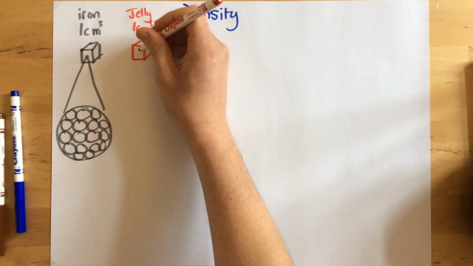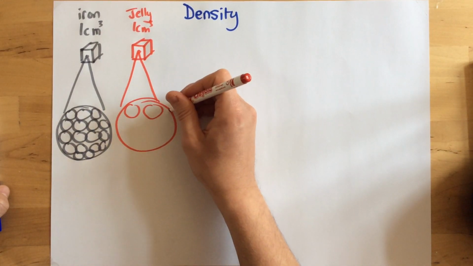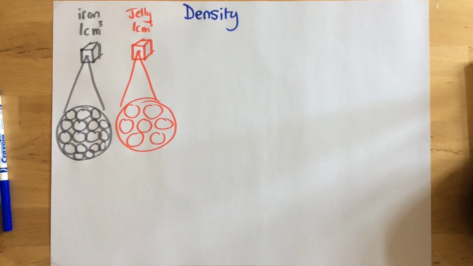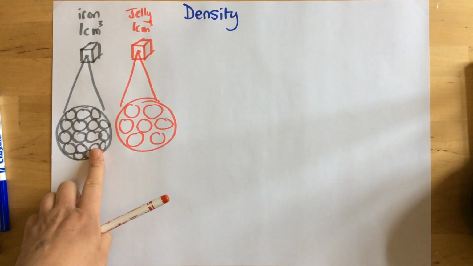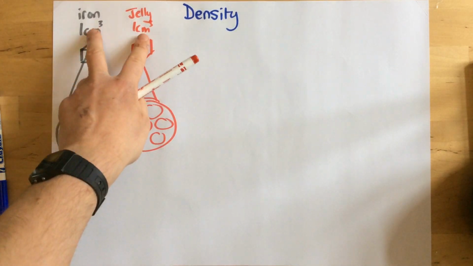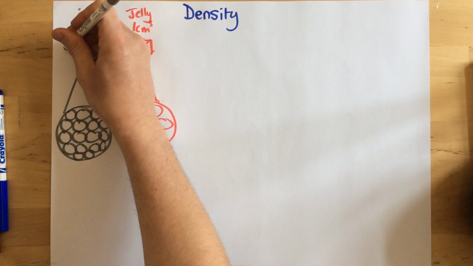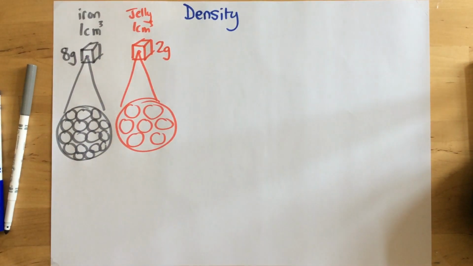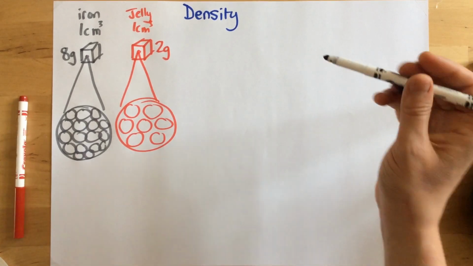If I have a look at this enlarged diagram, so again on an atomic level, of the jelly, we might see that the particles are much less tightly packed together. So as we can see, the iron has a higher density than the jelly because we can fit more particles within the same volume. As a result, if I measured the mass of these two, I might find that the iron has a mass of around 8 grams and the jelly has a mass of around 2 grams. This is despite having the same volume, and it's just due to the fact that the iron has a higher density. The particles are more tightly packed together.